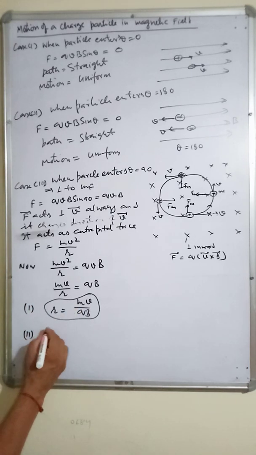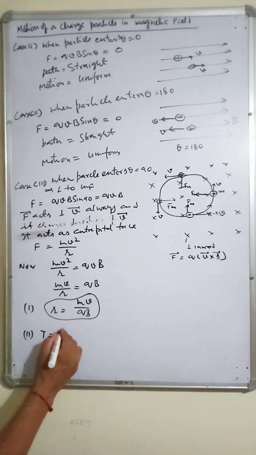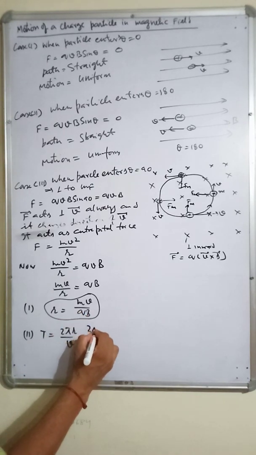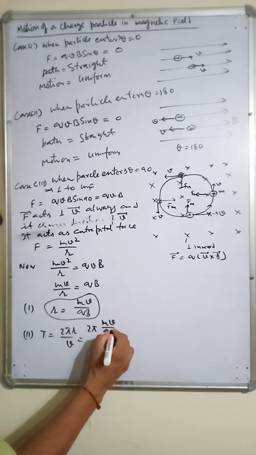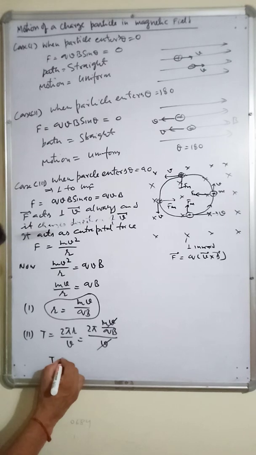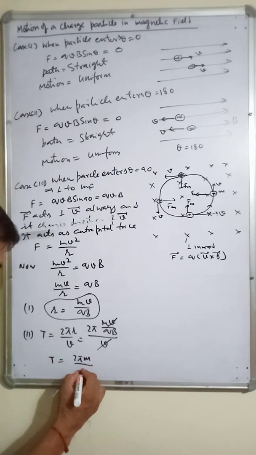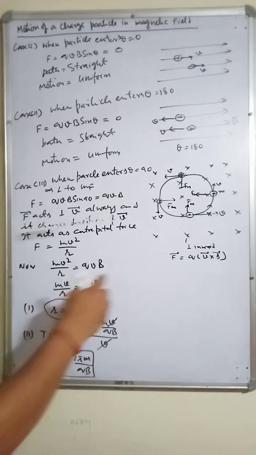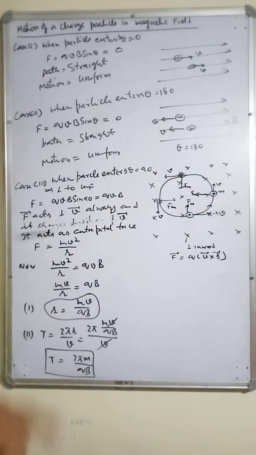Second thing is the time period. Time period is 2 pi r over v. What is the radius? 2 pi times radius mv over qB, upon v. v cancels. So time period is equal to 2 pi m upon qB. This is the time period of the charged particle in the circular path. Time period means एक पूरा चक्कर जितने time में लगाएगा. In one complete circle, it will complete in this much time.